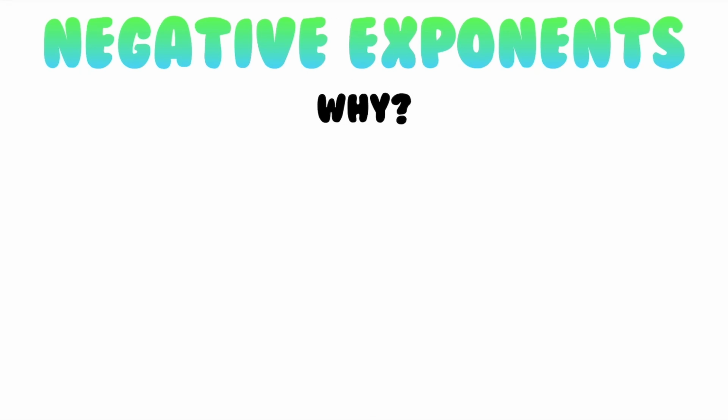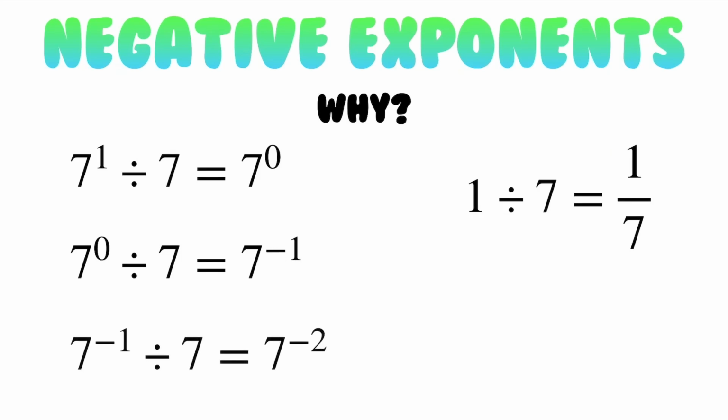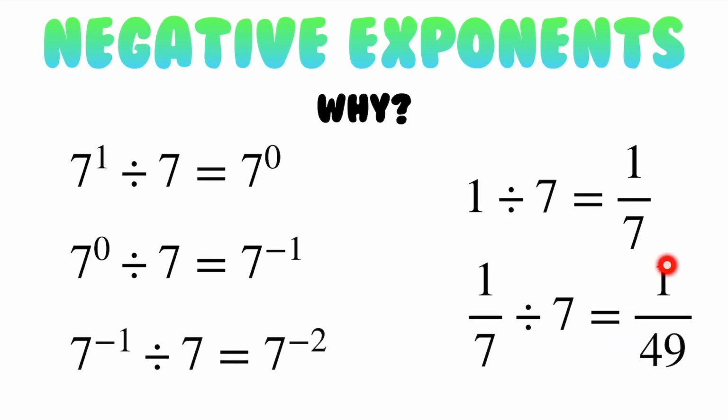And why does this property work? Well, just like how we said last time, 7 to the power of 1 divided by 7 is 7 to the power of 0, right? So shouldn't 7 to the power of 0 divided by 7 be 7 to the power of negative 1? And what is 7 to the power of 0 divided by 7? That's 1 divided by 7, right? Which is 1/7. And shouldn't 7 to the power of negative 1 divided by 7 be 7 to the power of negative 2? And what is this? Well, that's 1/7 divided by 7, which is 1 over 49. And 1 over 49 is the same thing as 1 over 7 squared.